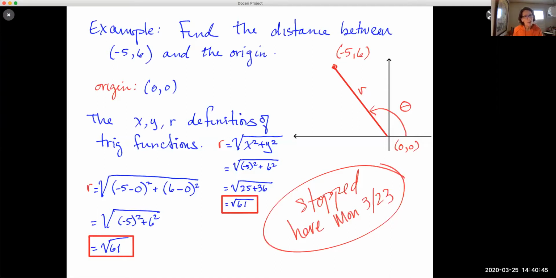We're going to give you a couple of problems on the distance formula, just finding the distance between 2 points.